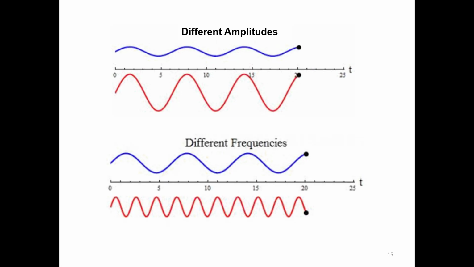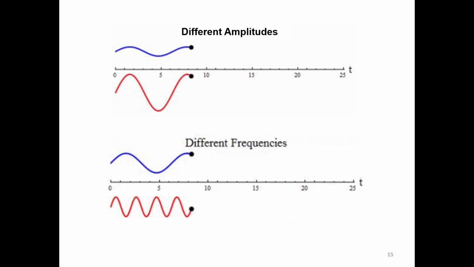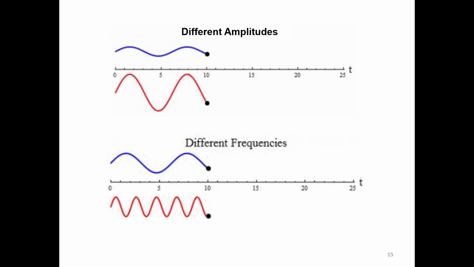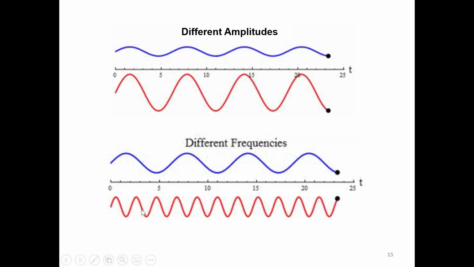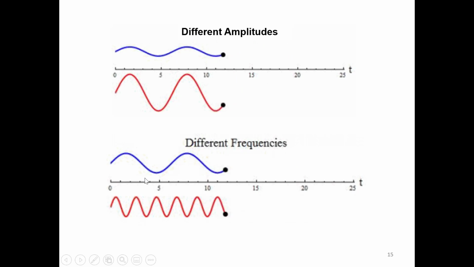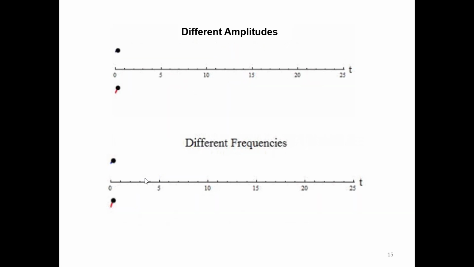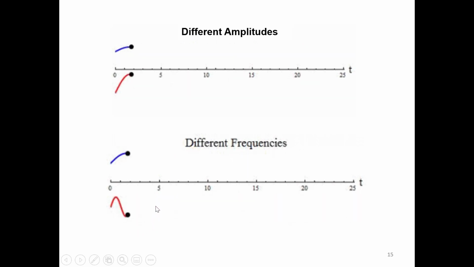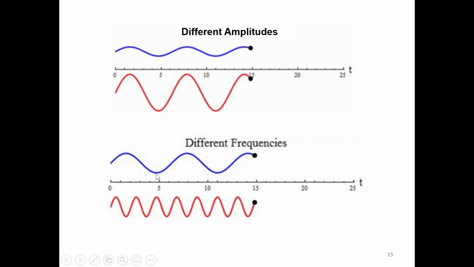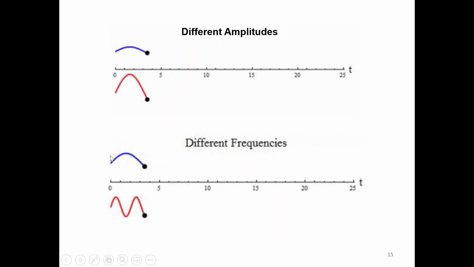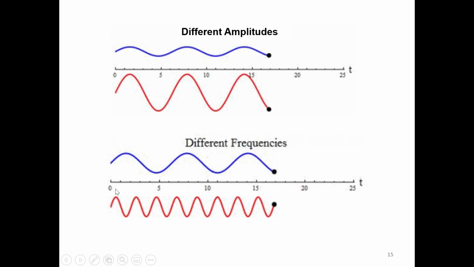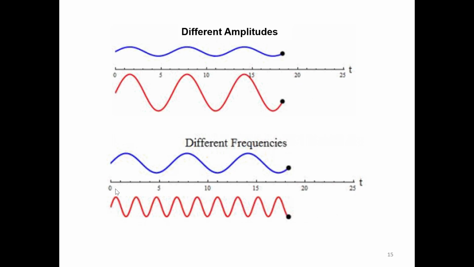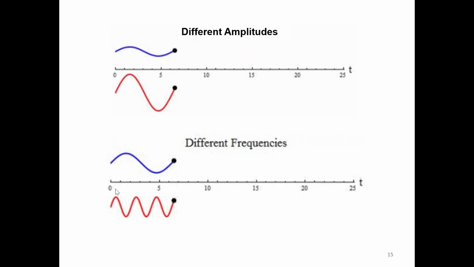In the next examples, we had two waves that had the same amplitude. The distance from the equilibrium position is the same, but they had different frequency. The red one traveled more cycles in 5 seconds than the blue one. This is why the frequency is different: how many cycles per unit time is different.